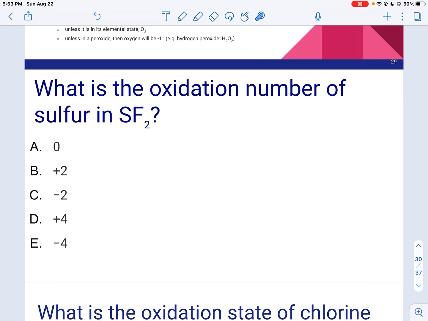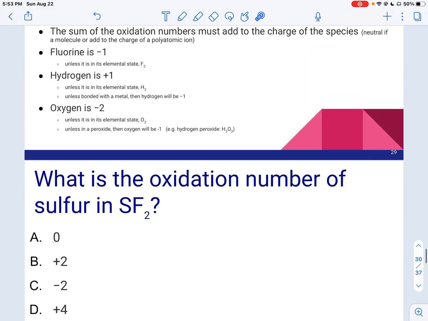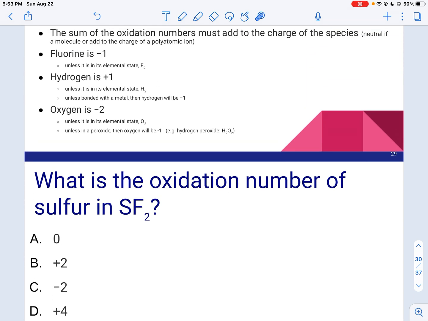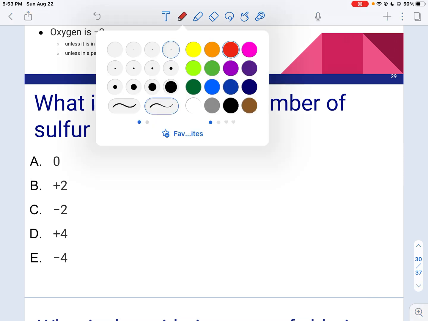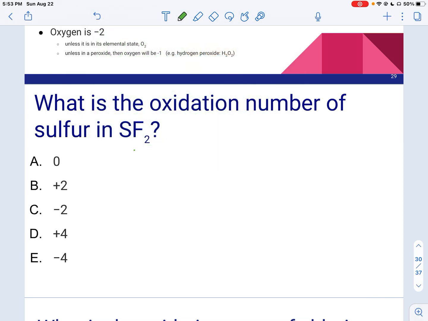So here, what is the oxidation number of sulfur in SF2? So we know that fluorine is -1 unless it's in its elemental state, which would just be F2 by itself. So that doesn't apply here. So this is -1. Now we have 2 fluorines. So we have 2 -1s.